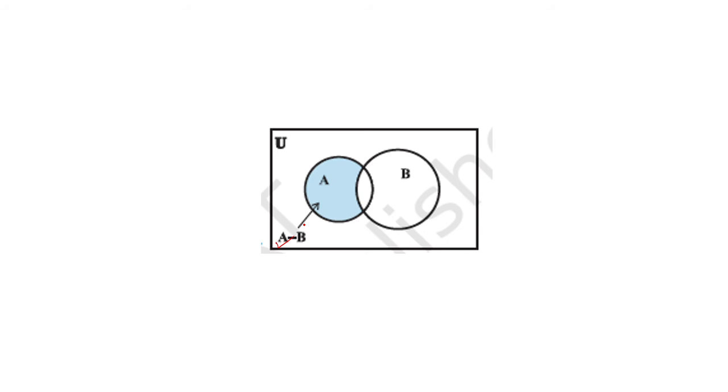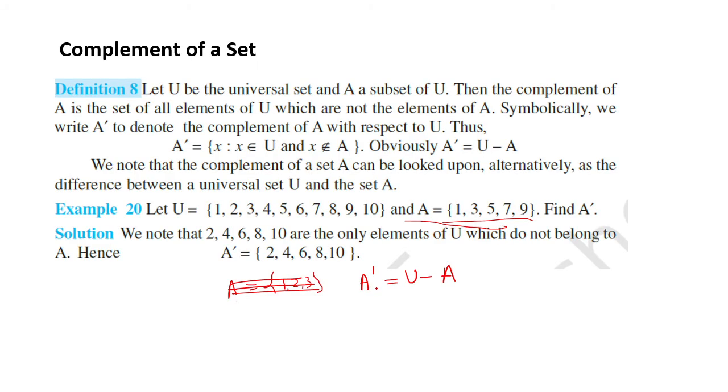That means complement is always found with respect to some set, which here we are finding with respect to U, the universal set. So U minus A means the elements present in U but not present in A. So these are 2, 4, 6, 8, 10.